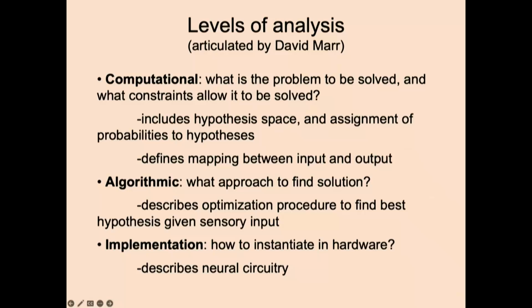All right, so there are lots of different ways to think about these sorts of phenomena. You remember this idea that there are different levels of analysis. There's the computational level, where we can talk about the problem that's being solved and the constraints that allow it to be solved. There's the algorithmic level. There's the implementation level, where we talk about how you would describe things in terms of neural circuitry. And it's possible to think about grouping at all of these different levels.